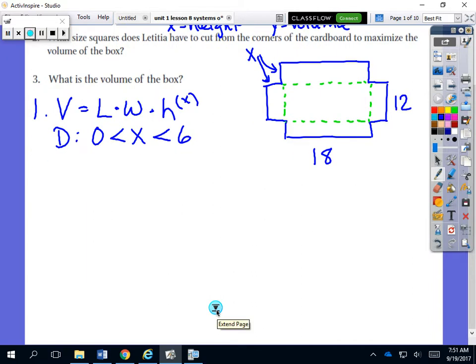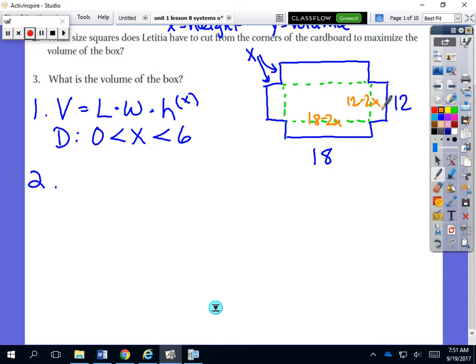So number 2, we have to figure out what size squares she has to cut. Well, let's write out the function. We know that the volume is length times width times height, and we know the height is x, but we don't know the length. If you're cutting out a square of size x from both ends of each side, you're subtracting x on this side and x on this side, so you're essentially subtracting 2x. So it'll be 18 minus 2x for the length and 12 minus 2x for the width.